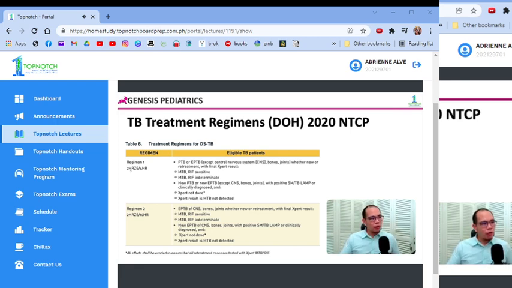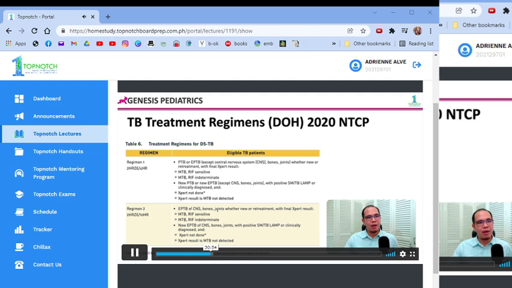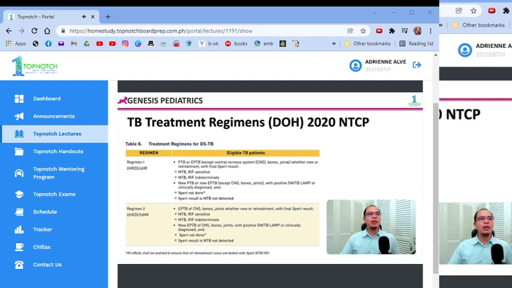Okay? You have two regimens, 4 HRZE plus 4 HR for a total of 6 months. Regimen 2 is 2 HRZE plus 10 HR. The difference is, regimen 2 is for your extrapulmonary of the CNS bones or joints. Okay? Ito, except CNS bones or joints. Okay? So, pulmonary or extrapulmonary TB, MTB, rifampicin sensitive, MTB, rifampicin intermediate, dito pa rin yan.